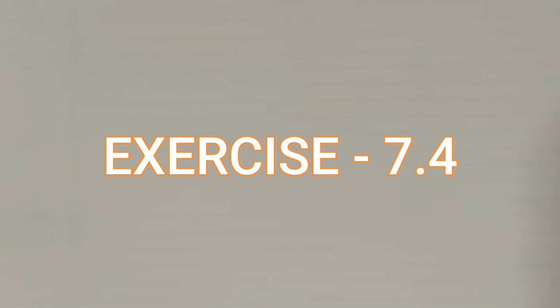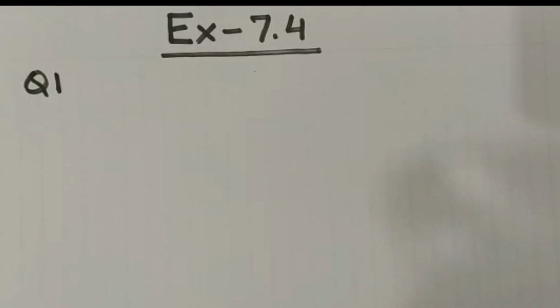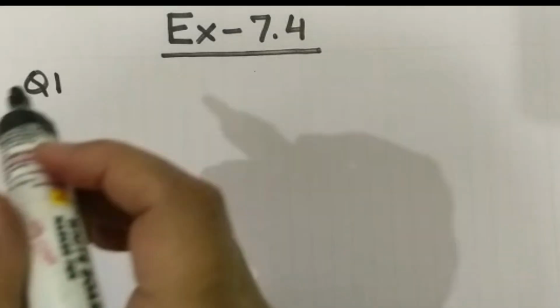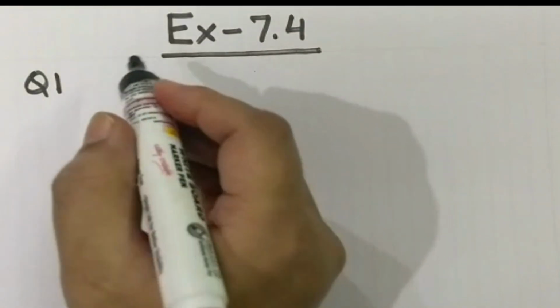Hello students, today we are going to start exercise 7.4. Topic is addition and subtraction of fractions. Students, in order to add or subtract like fractions, we add or subtract their numerators and retain the common denominator. For example, see question number 1, part n.